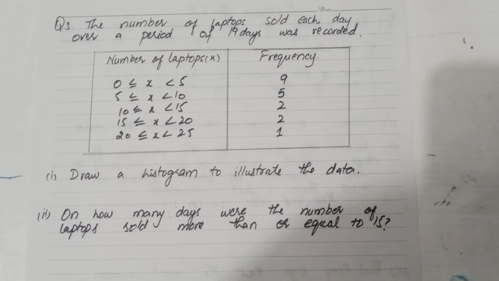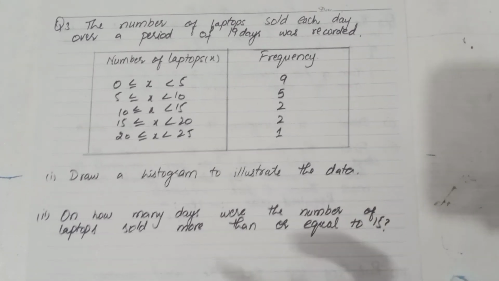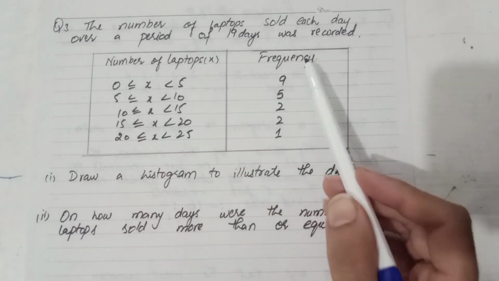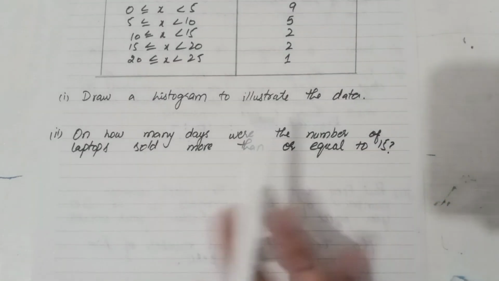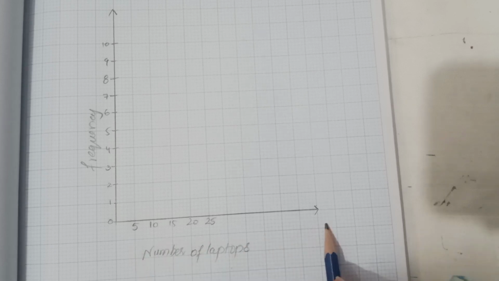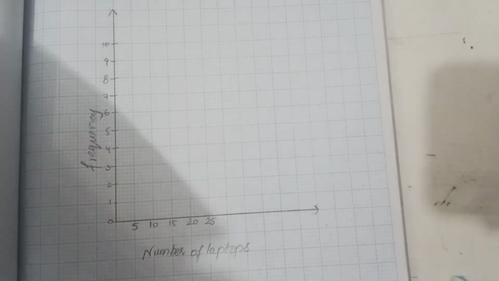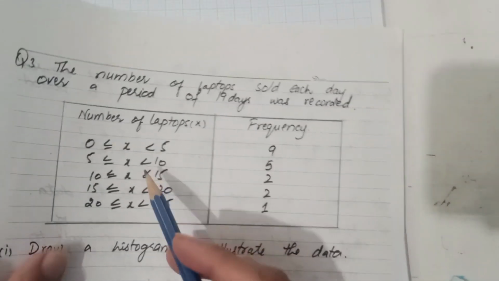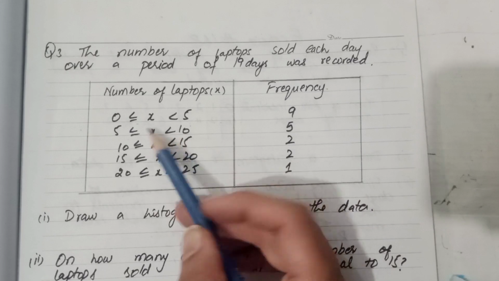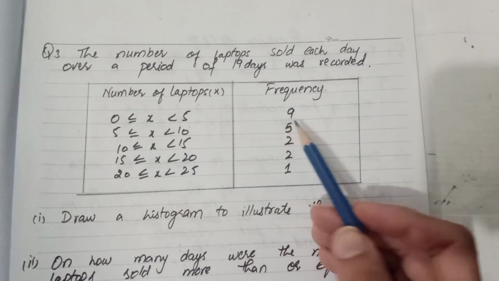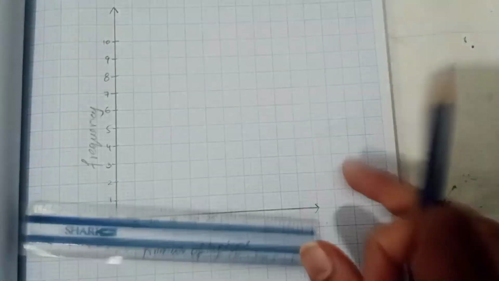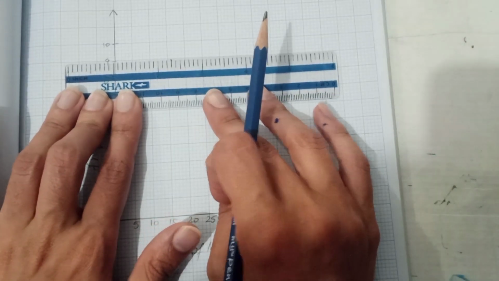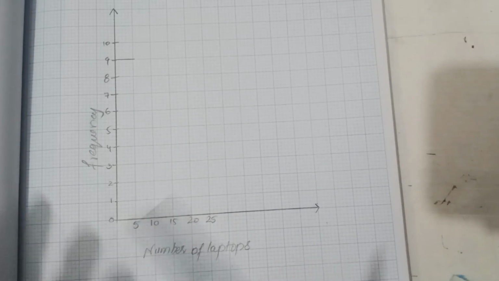Now students, question number 3, the number of laptops sold each day over a period of 19 days was recorded. That is the number of laptops and that is the frequency. I take the number of laptops along the x-axis and frequency along the y-axis. I have to draw according to this data provided. Yes students, from 0 to 5 the frequency is 9 and we have to draw it, that is 9, and that's 0 to 5.